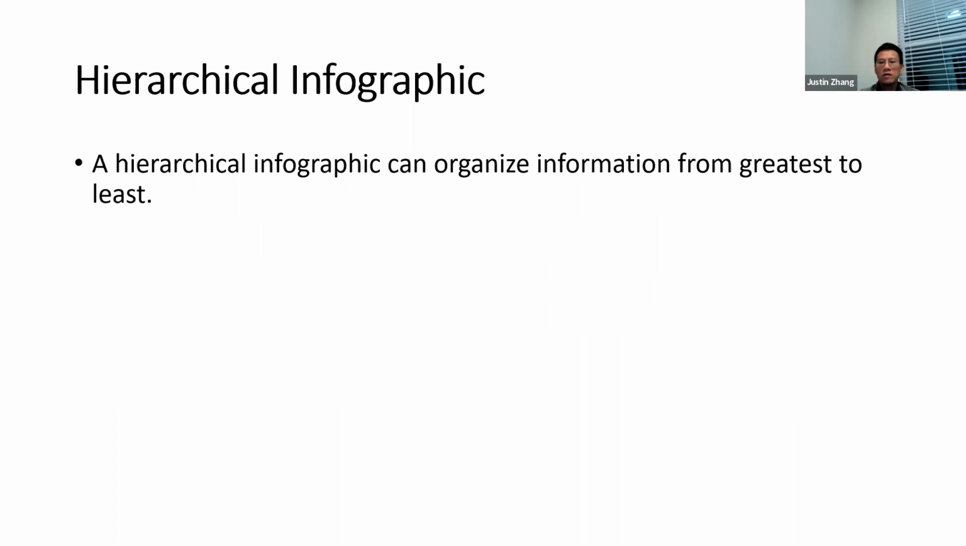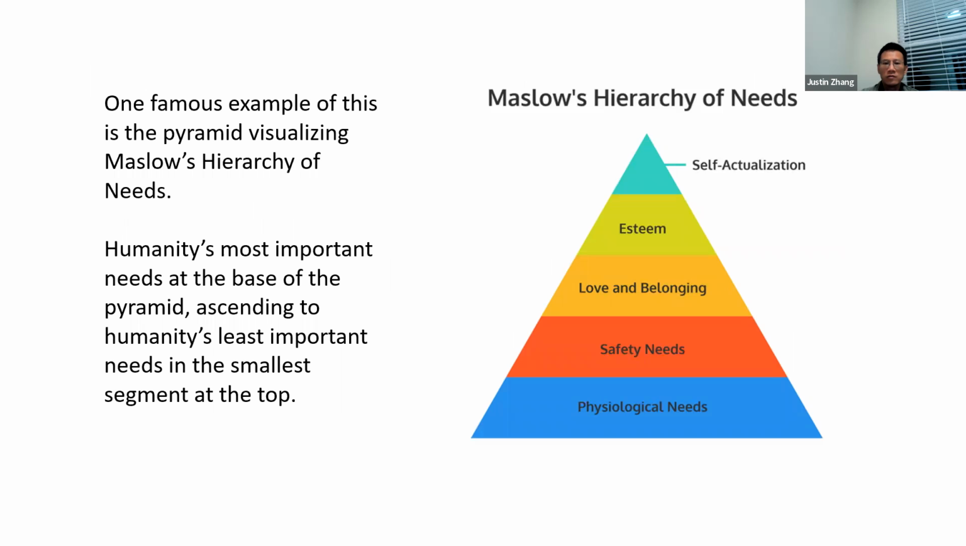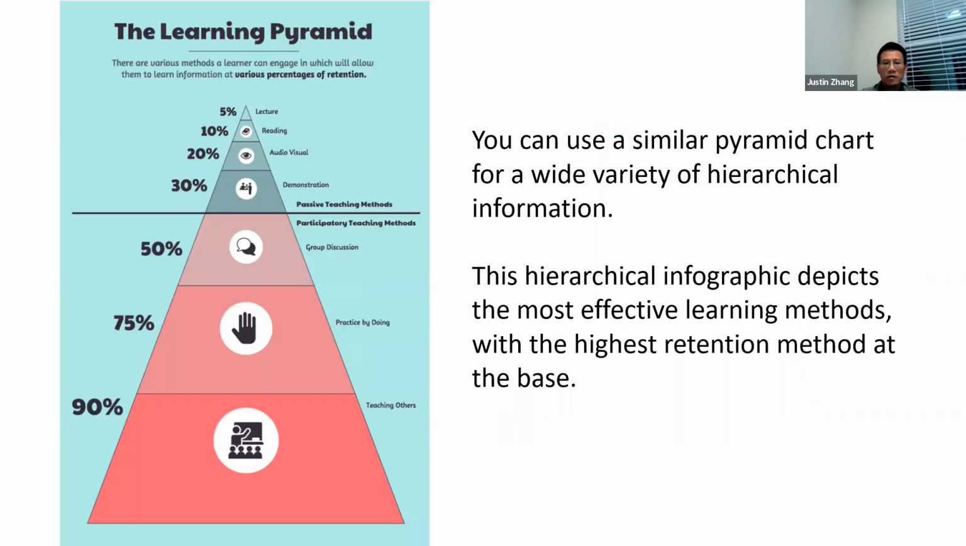So this is used to organize information in a better way to present it to the audience. So this is a well-known example, Maslow's hierarchy of needs. It's being presented in the pyramid. So this clearly shows us the levels of needs and their different levels of importance. Again, this is presented in the pyramid.